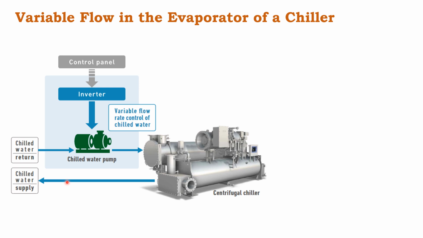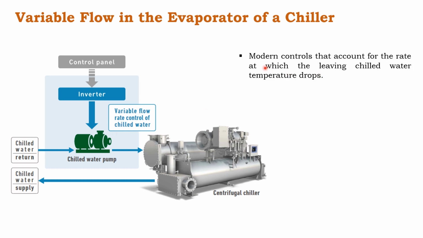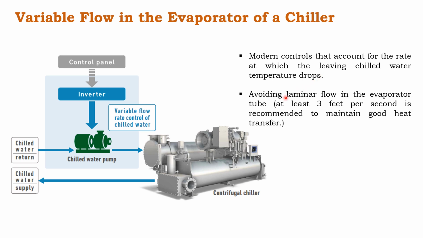There is a great possibility that flow of the chiller has been reduced, but parallelly the chiller is not controlling the flow accordingly. So control of the chiller has to be taken into consideration while designing any primary variable system. So it is a kind of modern control that accounts for the rate at which leaving chill water temperature drops. So we have to ensure this while buying the chiller for any primary variable system application. We also need to try to avoid the laminar flow in the evaporator. At least 3 feet per second is recommended to maintain good heat transfer in any chill water evaporator.